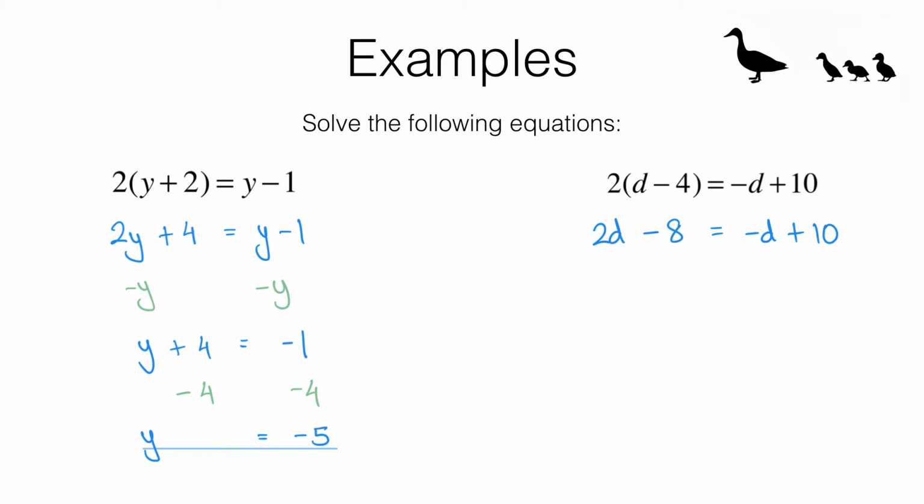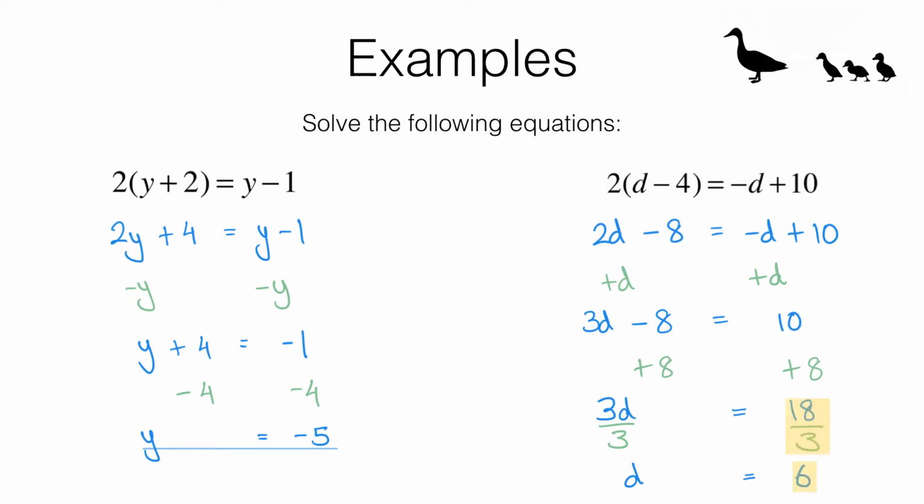Now, what I'm going to do is add d to both sides. By adding d to the right-hand side, I'm going to eliminate the negative d there. So I'm going to have just 10 on the right-hand side and 3d minus 8 on the left-hand side. Now I'm going to add 8 to each side of the equation, and that will leave me with 3d on the left and 18 on the right. Finally, I'm going to divide each side by 3, and that gives me d on the left and 6 on the right, and there is our solution.